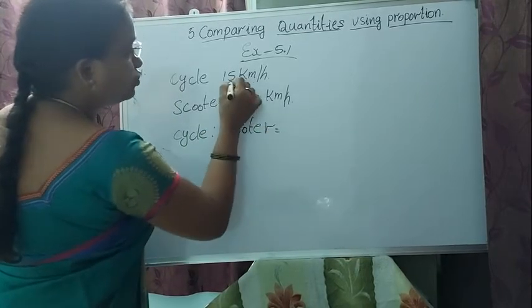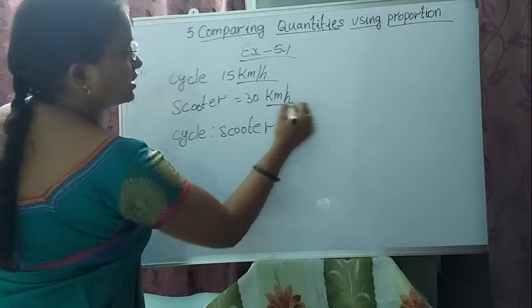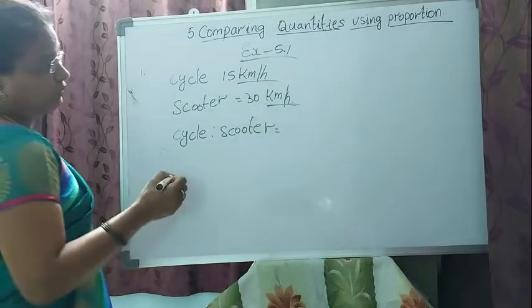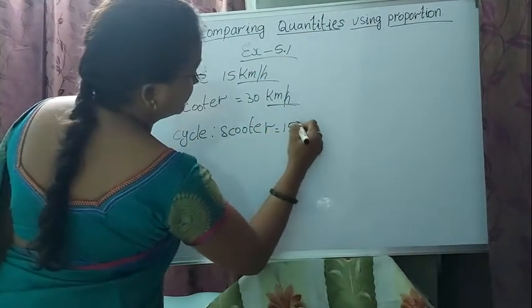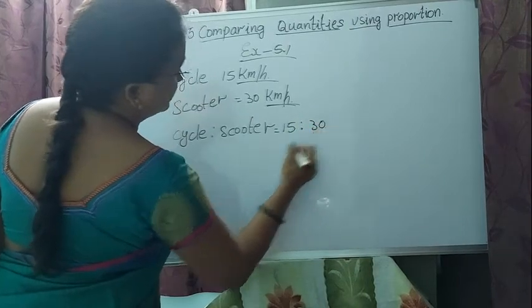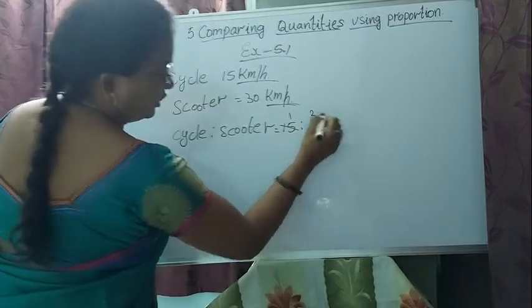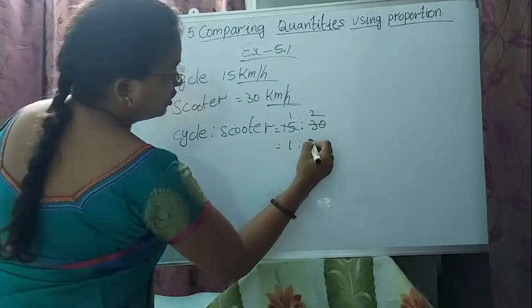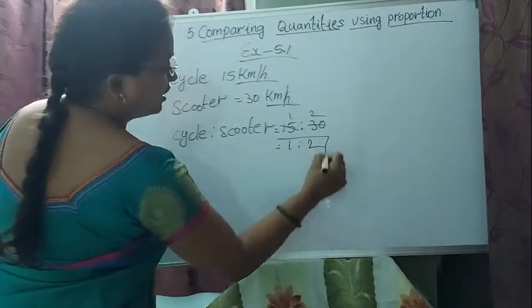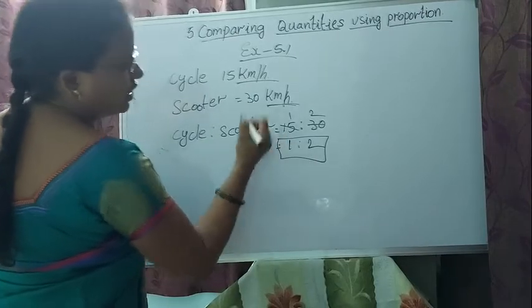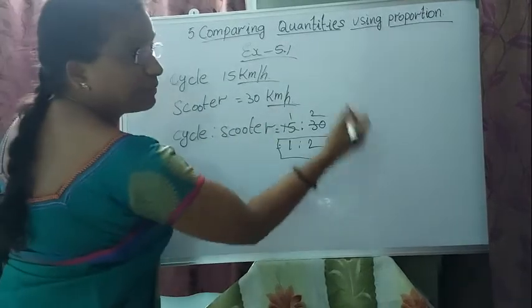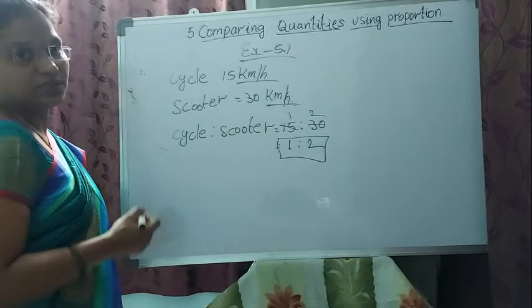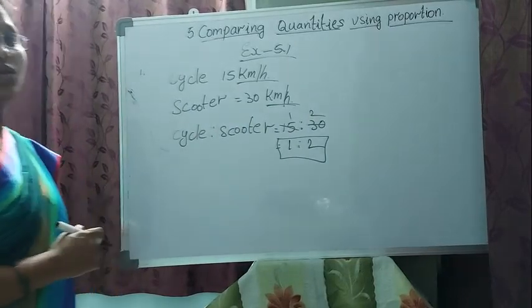See, these two things are in the same units, kilometers per hour. So you can directly write 15 is to 30. 15 ones are 15, 15 2s are 30. With the same table you have to cancel it. 1 is to 2. So if the cycle's speed is one part, the scooter's speed is double, 2 times the cycle's. Okay, understood?